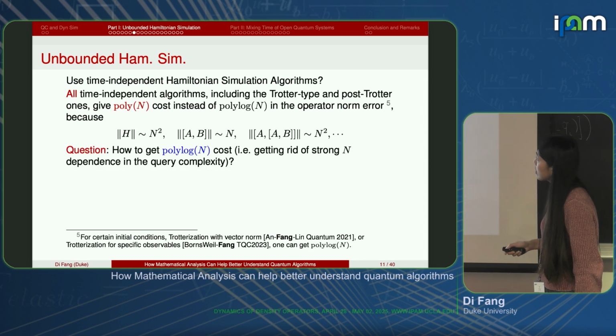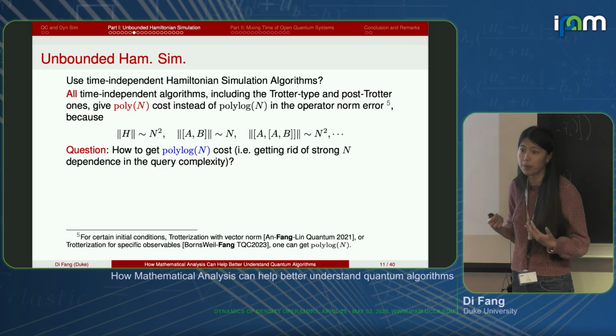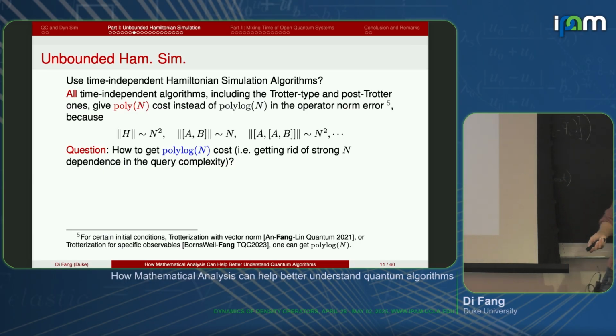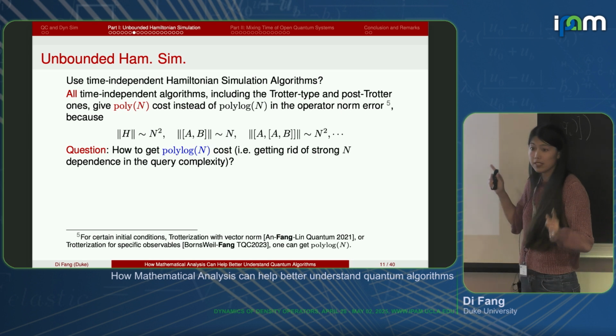So then the question is, how can we get polylog n for this type of unbounded Hamiltonian simulation problem? That's really what I'm going to talk about for the first part. This is the main question.